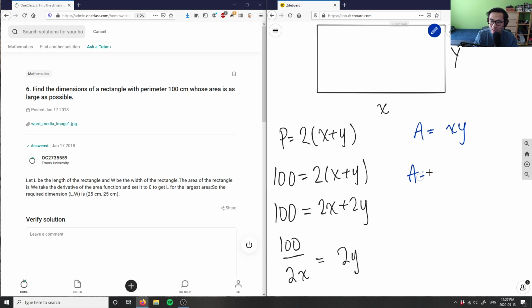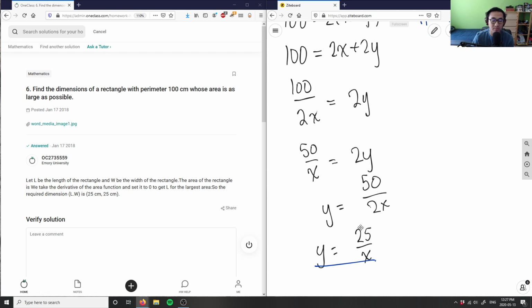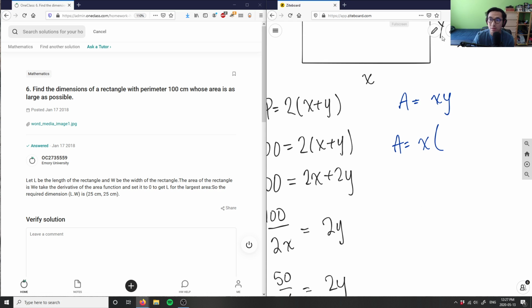I know that area is also equal to x times, and as you can see here, I have y in terms of x, right? I have 25 over x here. So right here, this is 25 over x, right? So this here is our formula for our area here.